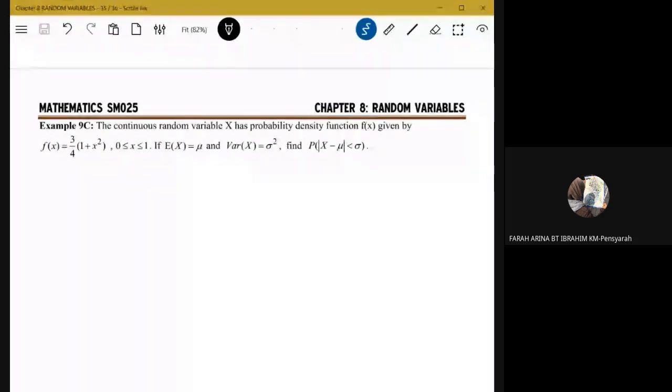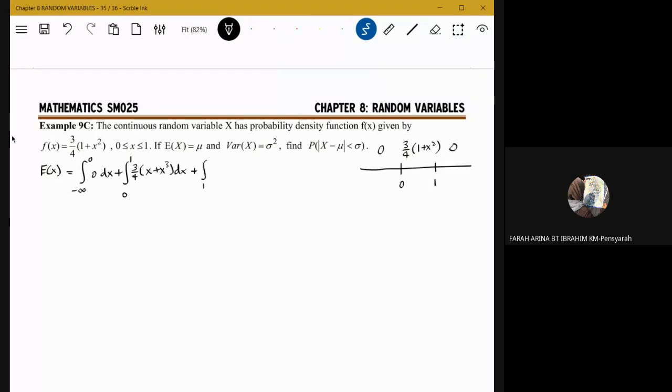Okay, so kita pergi kepada E(X) terlebih dahulu to find the mu. So by timeline kita tahu dia akan jadi seperti ini. So 3 over 4 (1 plus x squared), 0, 0. So negative infinity towards 0, 0 dx. 0 towards 1 will be 3 over 4 (x plus x cubed) dx. And then 1 towards positive infinity, 0 dx.